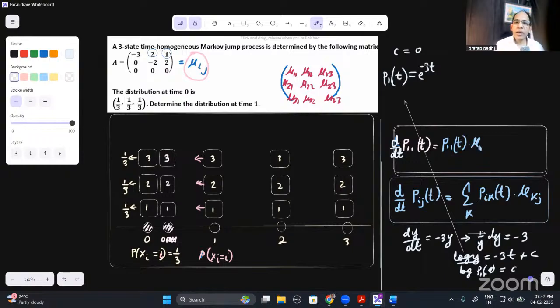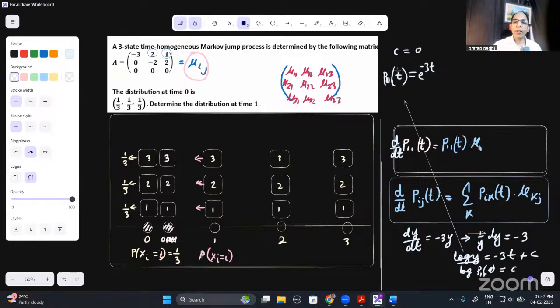Now the question is, do you need to do this way? For the equal cases, 1,1, 2,2, 3,3, diagonal probabilities, you don't need to do this way. This came from Kolmogorov's forward differential equation. We solved the differential equation, we got this answer.